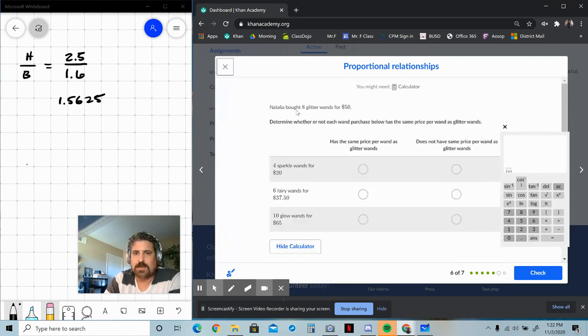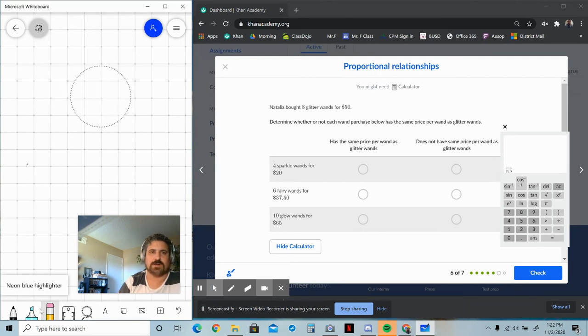Natalie bought 8 glitter wands for $50. Determine whether or not each wand purchase below has the same price per wand as the glitter wands. Once again, price per wand means price goes on top, wands goes on bottom. So price over wands. We know that she bought 8 for 50, so it's $50 for 8 wands. What is the unit price?